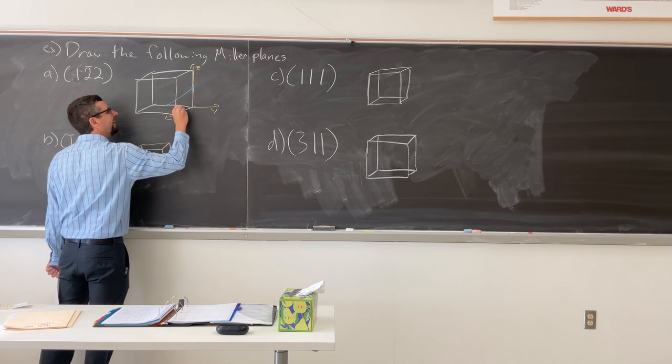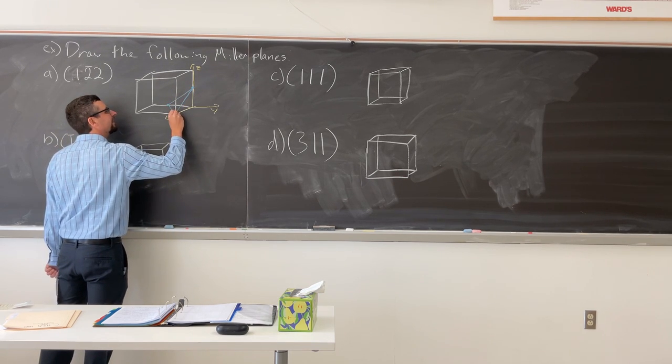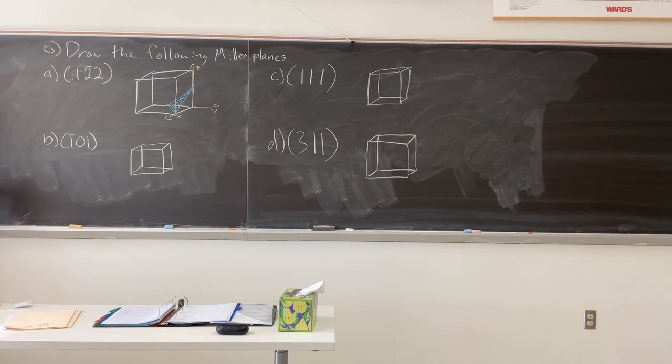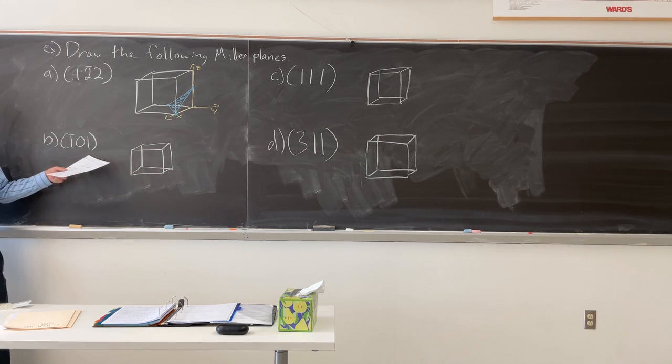Memorization is not the way to go. Okay, now for B, let's give them all symbols. So now we have 1 bar, 0, 1.